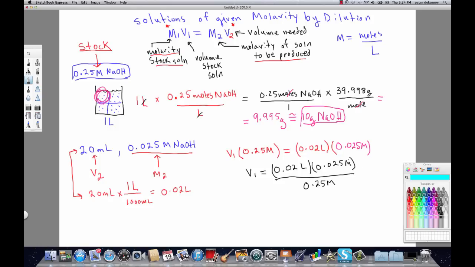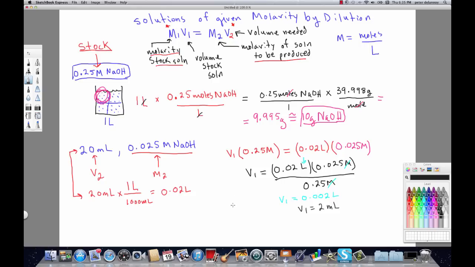Now, what's the point of me taking us all the way through this? Check out your units. The molarities are going to cancel, and you can see that we've actually solved for liters, which is good news because that's what we're trying to find out. The volume of the stock solution that we're going to need is 0.002 liters. Or, if we multiply by 1,000, my volume is going to be 2 milliliters.